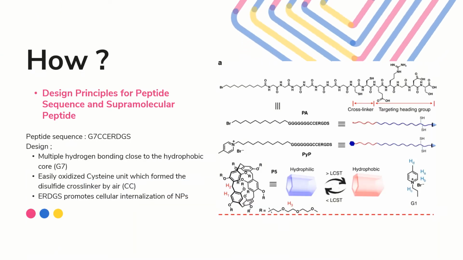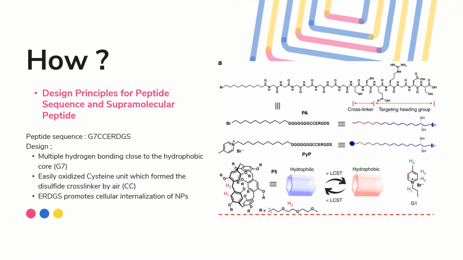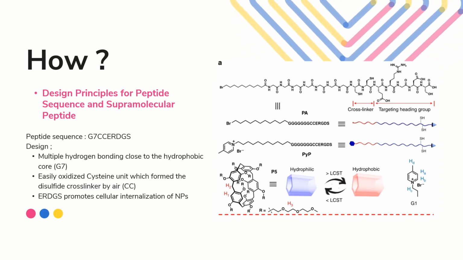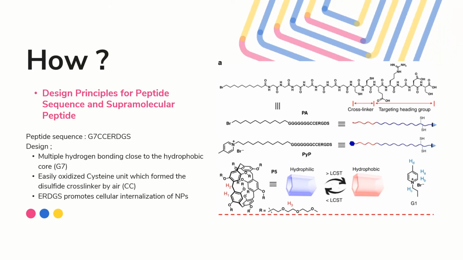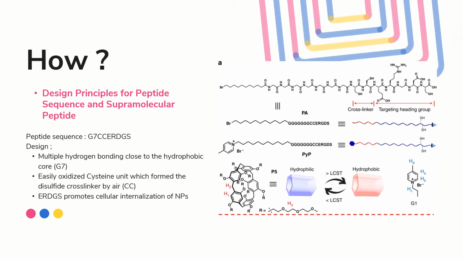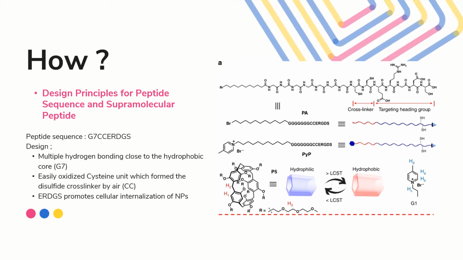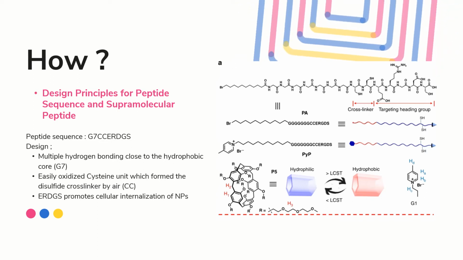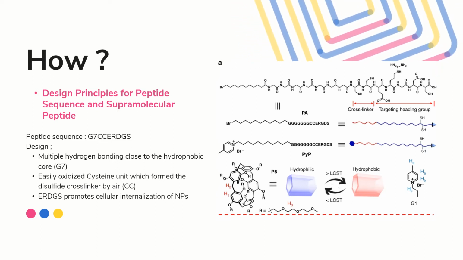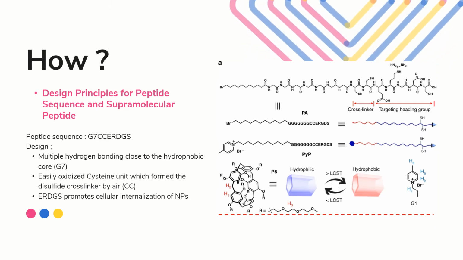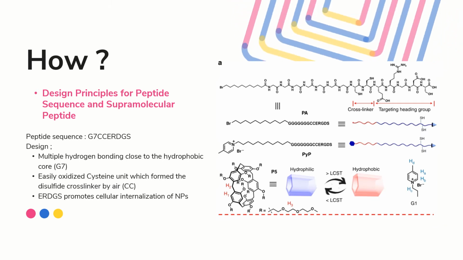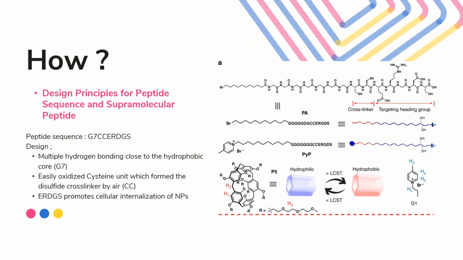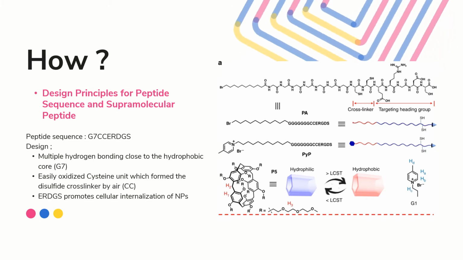Now, this is the methodology part of this paper. The first part is to design the principles for the peptide sequence and supramolecular peptide. The peptide sequence is G7-CC-ERDGS. G refers to glycine, C refers to cysteine, E refers to glutamic acid, R is arginine, and D and S are aspartic acid and serine. The first design is the multiple hydrogen bonding, which is close to the hydrophobic core. This design used 7 glycine moieties to form strong multiple hydrogen bonds.